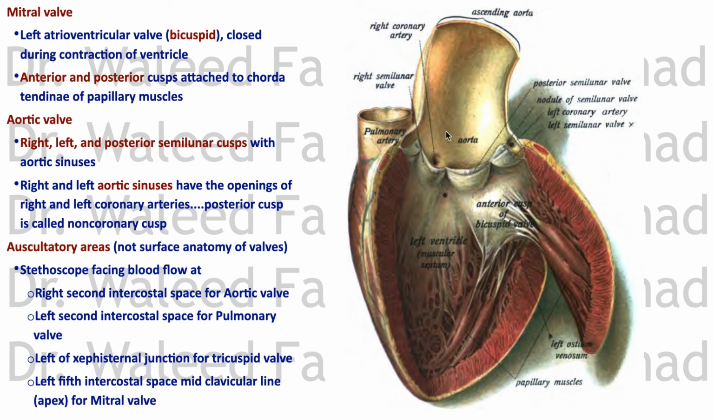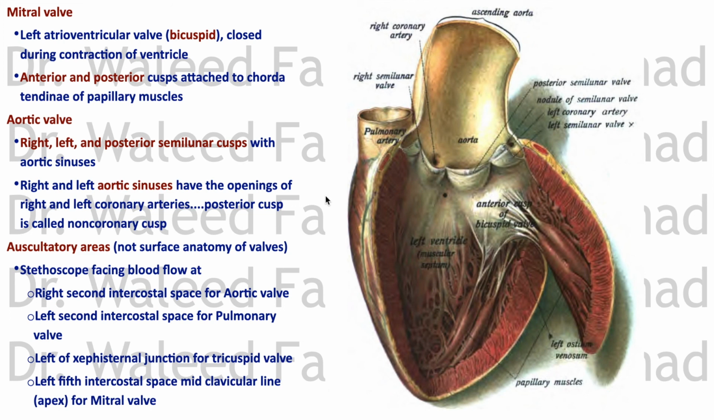The blood falls back and goes into the sinuses, but during contraction, during systole, the cusps occlude the sinuses, and the blood flows out of the aorta. This is how the heart feeds during diastole. Okay, this is about the aortic valve.